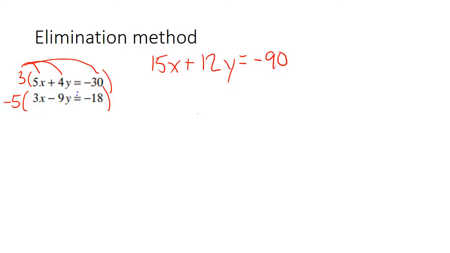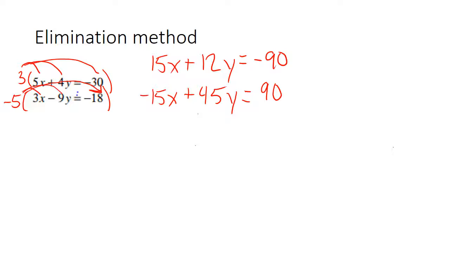The bottom equation is going to be negative 15x plus 45y, let's see, what's that, equals 90. All right, so make sure you multiply 3 times every time you do it.